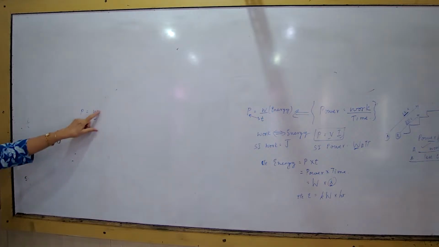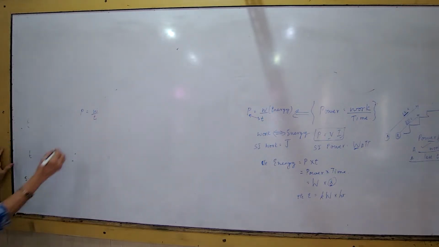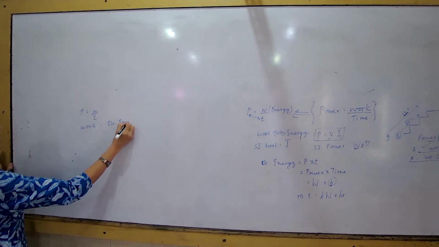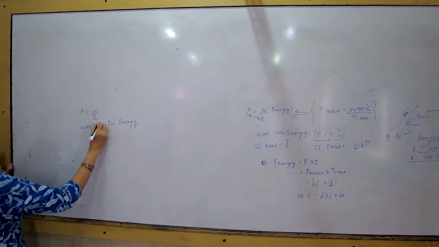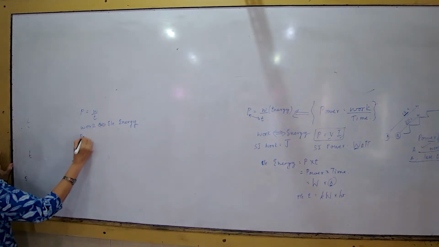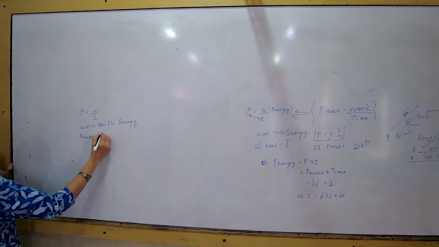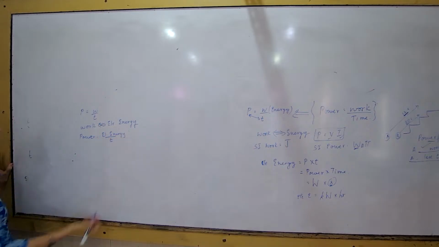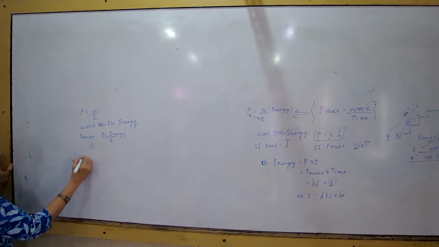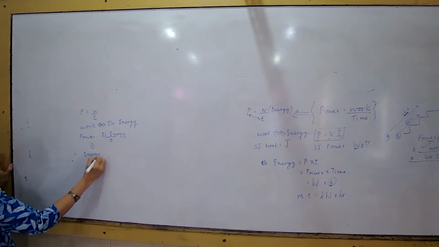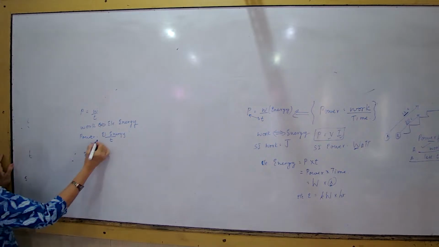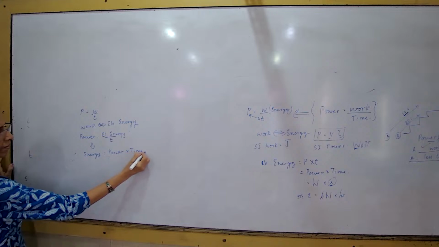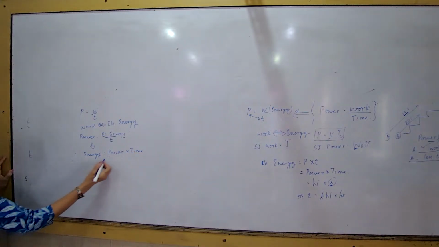Power is equal to work upon time. But we know that work and electrical energy are interrelated. So I can also write it as power is equal to the electrical energy upon time. Therefore, if I want to write about the electrical energy which is drawn, it is nothing but power into time. I can say energy is P into T.